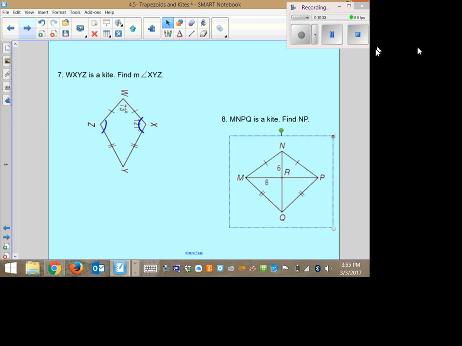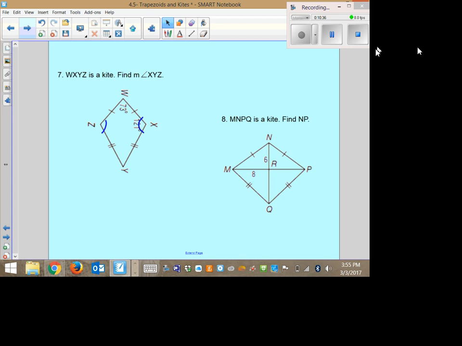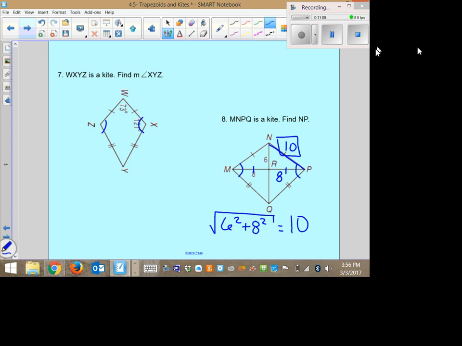Over here, we have MNPQ is a kite. We want to find the length of NP. So we want this length right here. We know that NR is 6, and then we know that these angles are congruent, which means that this diagonal is bisected, and so this length is also 8. So we can take the square root of 6 squared plus 8 squared, and typing that into our calculators, we'll get that to be 10. So the length of NP is 10. So again, we just used the Pythagorean theorem there, since we knew that we had a perpendicular angle there, that the diagonals are perpendicular in a kite.